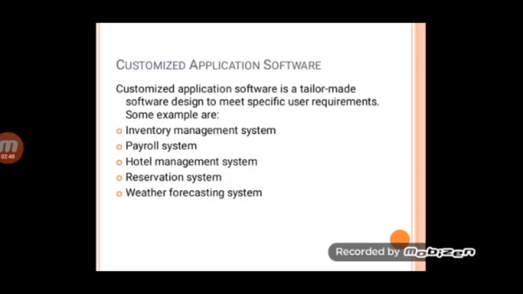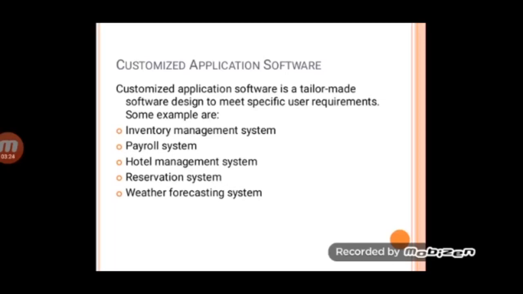Now the next is customized application software. A customized application software is a tailor-made software designed to meet a specific user requirement. Customized software application examples are inventory management system, payroll system, hotel management system, reservation system, weather forecasting system.